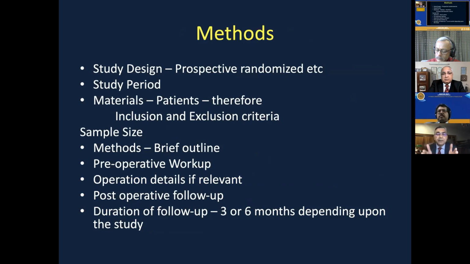What should be the sample size based on the powering of the study? What are the various methods? You outline them, tell about the preoperative workup. If there is an operation involved, give some details about it, write the follow-up of the patient after surgery, and say for how long you would like to follow them up, for a few months, for a feasible period, so that your primary and secondary outcomes are measured.